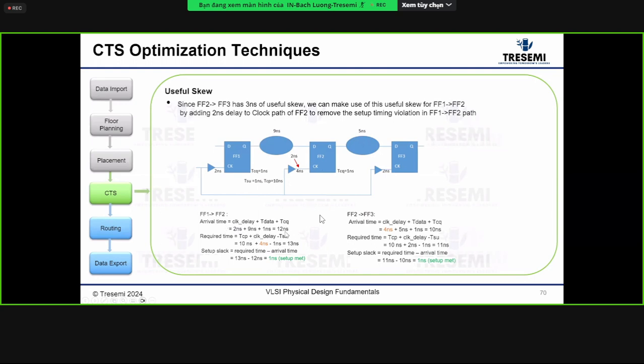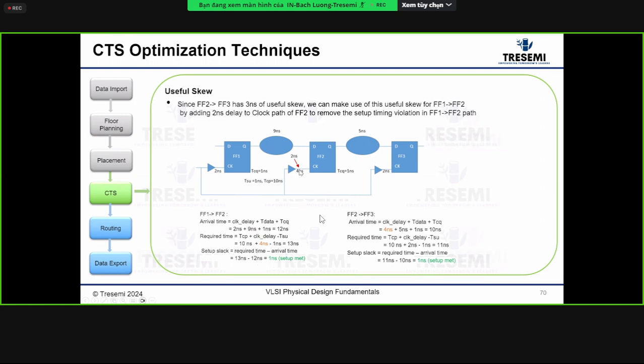Okay, but the required time is 10 plus clock delay. Now it is 4 instead of 2, minus 1. So now the required time is 13 nanoseconds. Okay, so now we have 13 minus 12. Now we have a plus 1. So it met timing here.